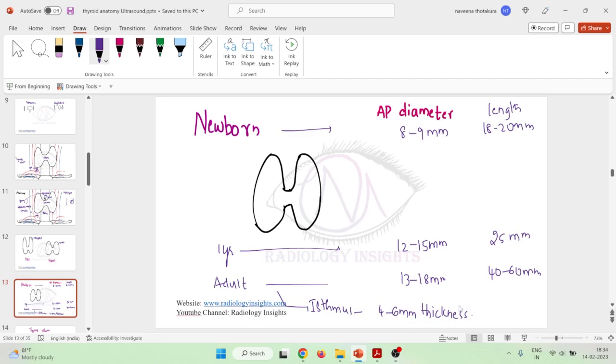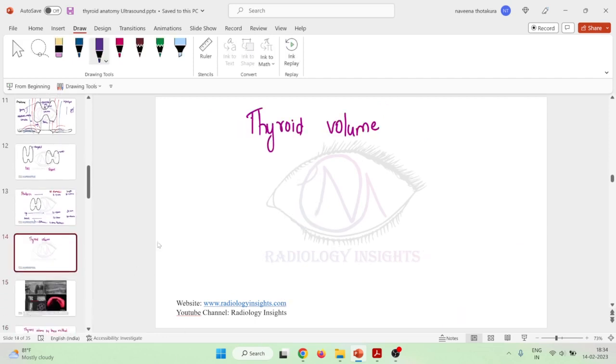Okay, so these are the important things about the anatomy of thyroid gland. And one more important thing is the volume measurement of the thyroid gland, which we will see in the next class.